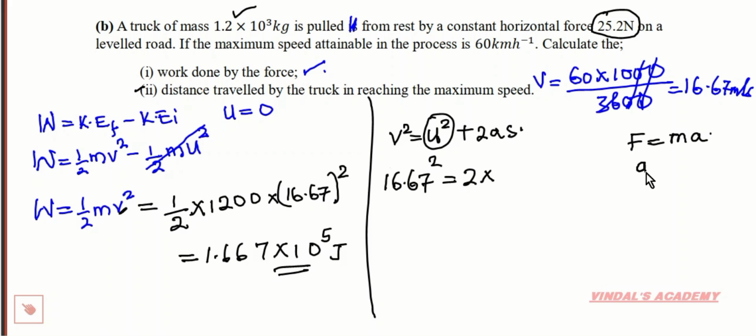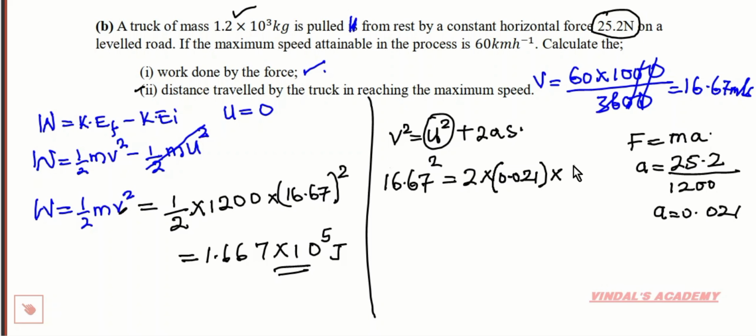But then A is going to be force, 25.2 because it's already there, all over the mass, which is 1200. And then if you do that very well, you're going to have that A is equal to 0.021. So I'm putting that A here, which is 0.021 times S. I am looking for the X.